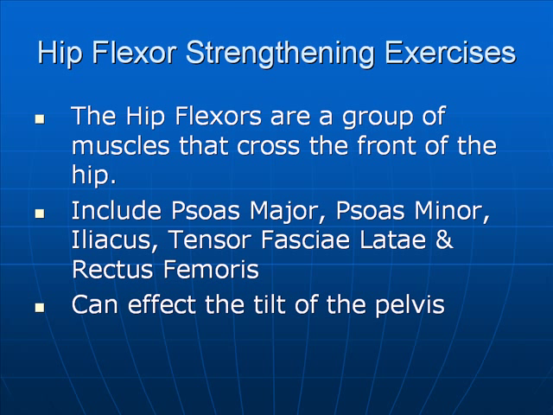So the hip flexors are a group of muscles that cross the front of the hip. They include the psoas major, the psoas minor, iliacus, tensor fasciae latae, and rectus femoris. Now, as well as being the muscles that help bend the hip, they are also very important because they can affect the tilt of the pelvis.